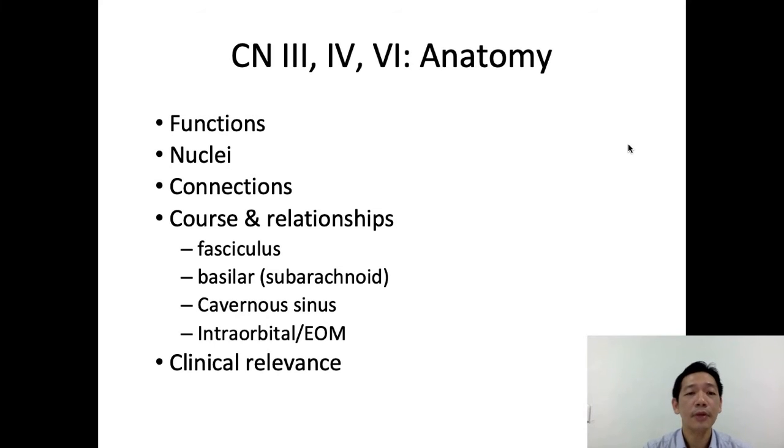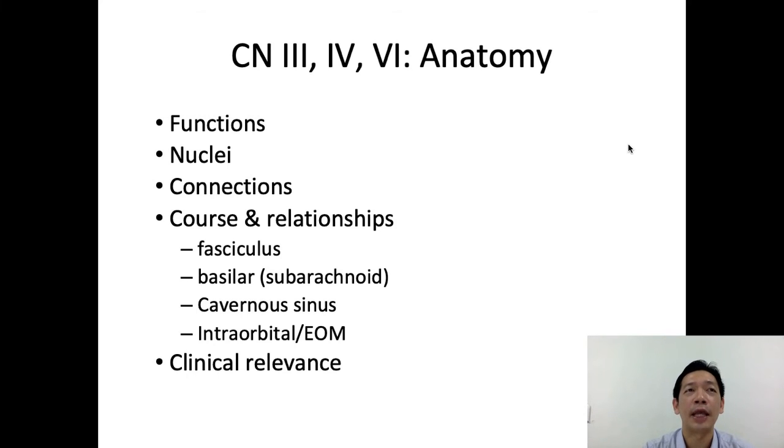After that, they go to your infraorbital space, and in between the cavernous sinus and the orbit, there is the SOF, the superior orbital fissure. So you have to know as well the relationship between all these cranial nerves, and then at the end it's not stopped there as well.